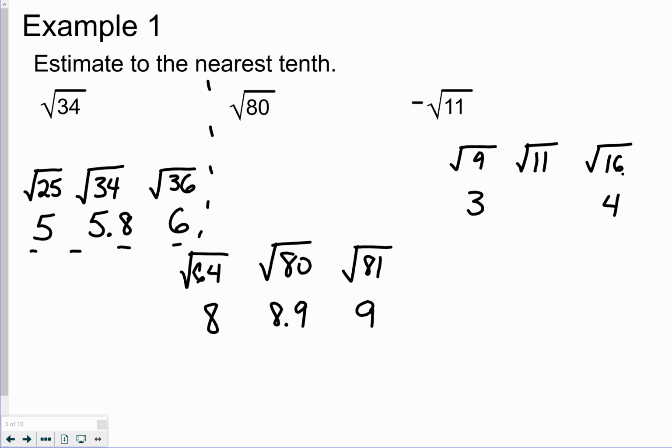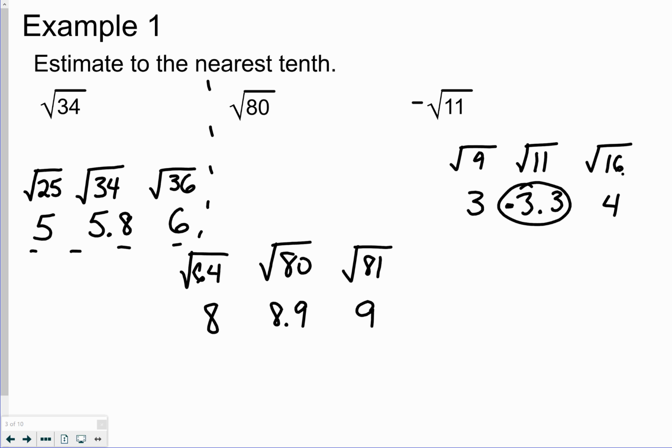And which one is it closer to? See how the 11 is closer to the 9? It's only 2 units from 9, but it's 5 units away from 16. So it's closer to 9, so that means the answer should be closer to the 3. So what do you guys want to put? 3.3? Sounds good. I probably would have put 3.2, but it's all good. That's fine. All right. Now, the problem started off with a negative sign in front, so when you write the answer, make sure you put your negative sign.